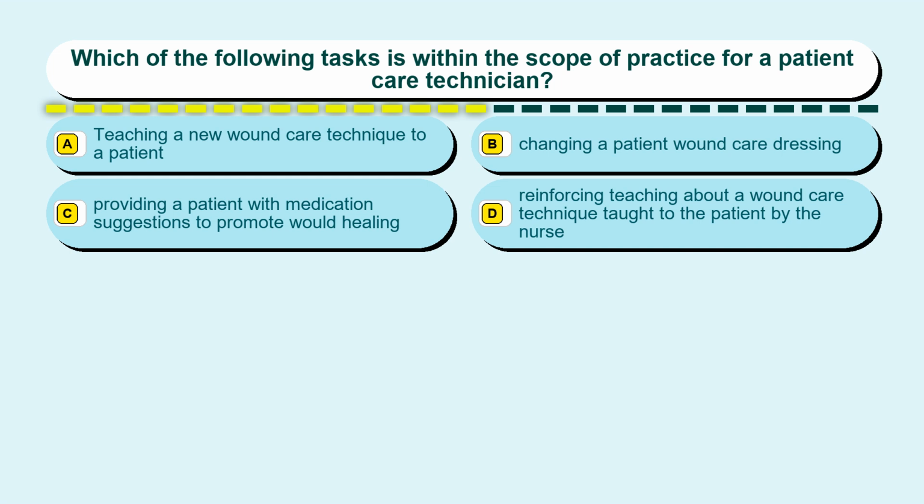Option B, changing a patient wound care dressing. Option C, providing a patient with medication suggestions to promote wound healing. Option D, reinforcing teaching about a wound care technique taught to the patient by the nurse.